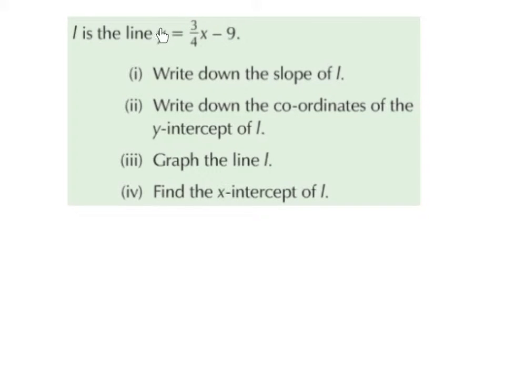L is the line y equals 3/4 x minus 9. Part 1, write down the slope of L. Part 2, write down the coordinates of the y-intercept of L. Part 3, graph the line of L. Part 4, find the x-intercept of L.